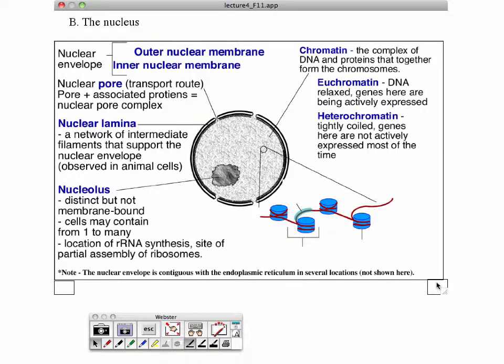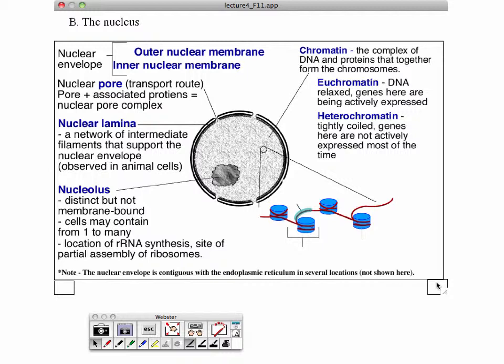Euchromatin is the highly relaxed chromatin. That is, it is the chromatin that is being wildly expressed. The DNA, remember the central dogma, the DNA is getting converted to RNA, is getting converted to protein. In euchromatin, that's happening wildly because it's open and accessible. In heterochromatin, it's very tightly packaged, all wound up, and that's not very actively expressed.